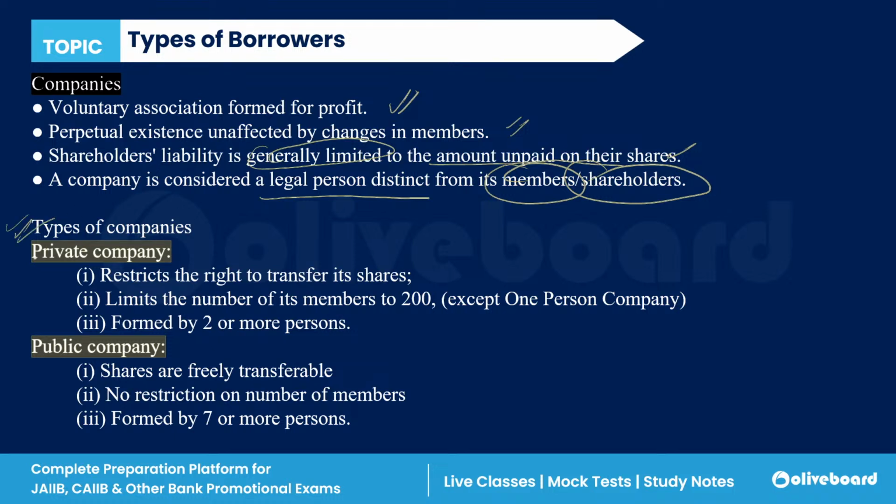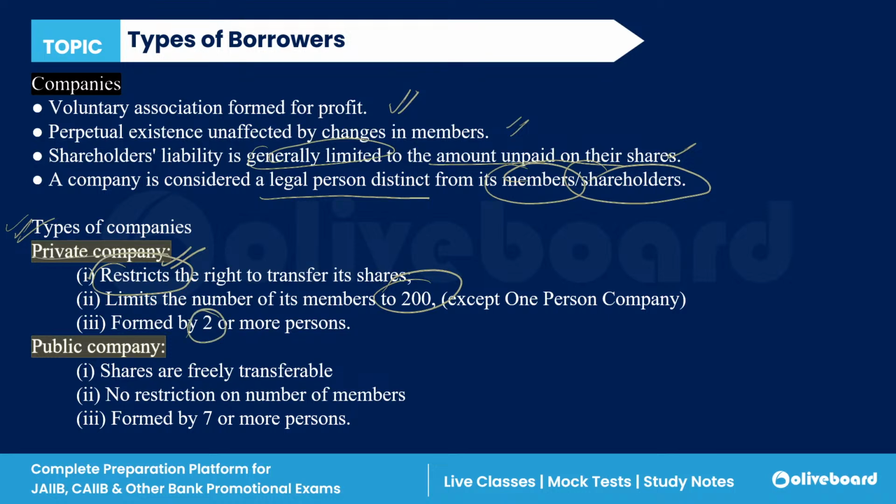Again, important thing, first of all, a private company is one in which the transfer of shares is restricted. Now it has a limited number of members. The maximum number can be only 200. Minimum is 2 or more.